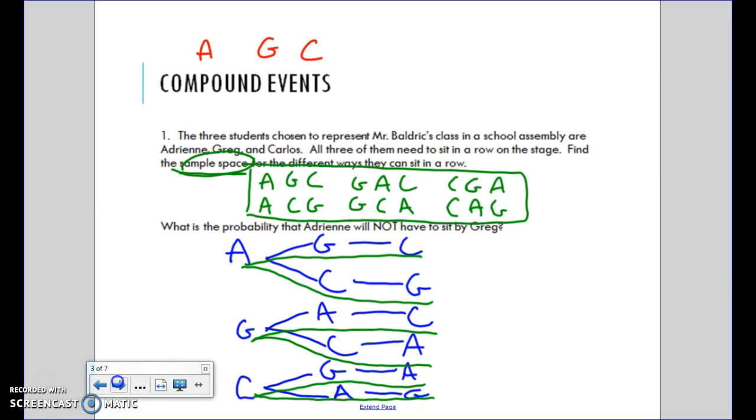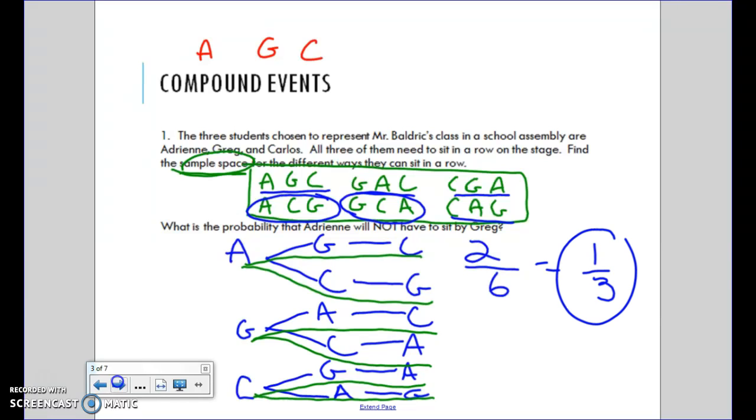Now it says what is the probability that Adrienne will not have to sit by Greg? And so what we're looking for is any time that an A is not by a G. Well, this one, there is an A by a G. This one, Adrienne is not by Greg. This has an A next to a G. This one, Adrienne is not by Greg. This has an A by a G, and this has an A by a G. So it looks to me like we have 2 instances where Adrienne is not sitting by Greg, and there are 6 things that could possibly happen. So I know that the probability of Adrienne not having to sit by Greg would equal 1 in 3, or 1/3.